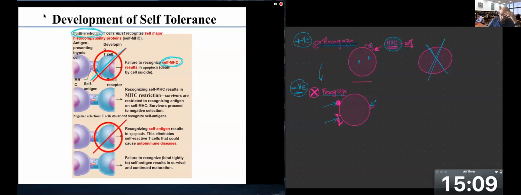What if the cell was capable of recognizing the MHC? You're good. You're going to proceed to the next step. You're going to be passing through a negative selection process. T lymphocytes need to not recognize self-antigen. While we're focusing here on the T cells, this is something that we're going to get back to when we discuss details on how the T lymphocytes are going to be responding.